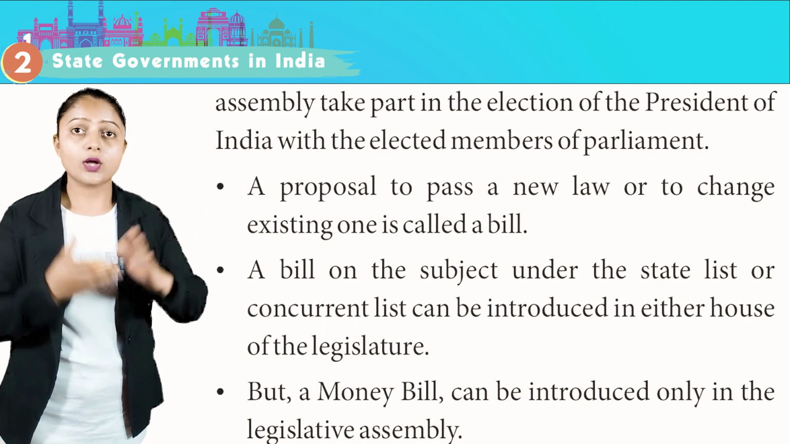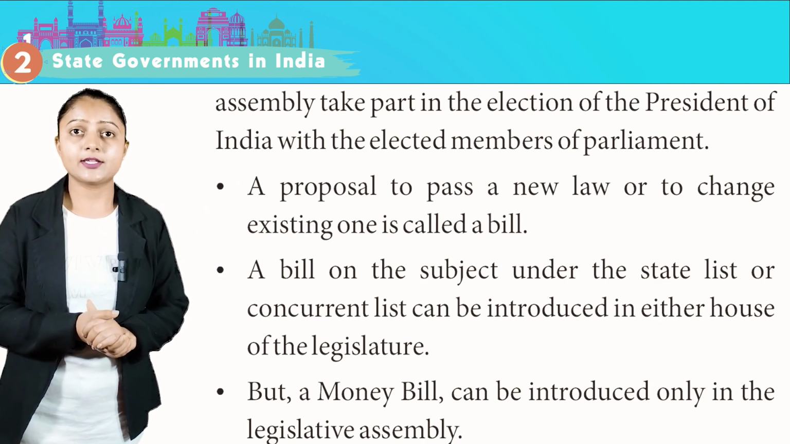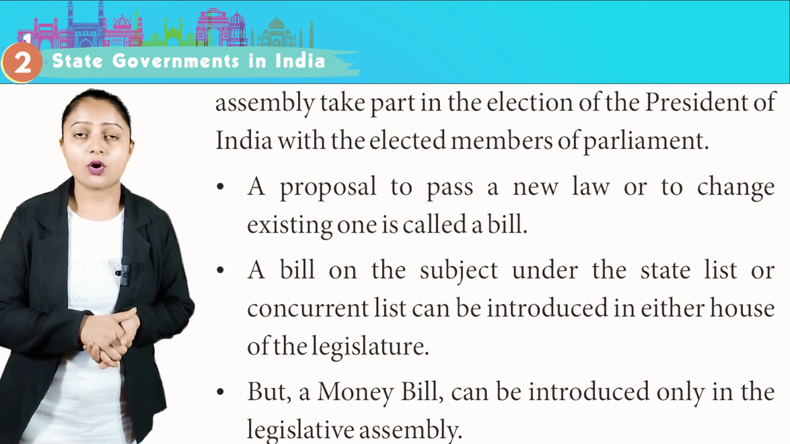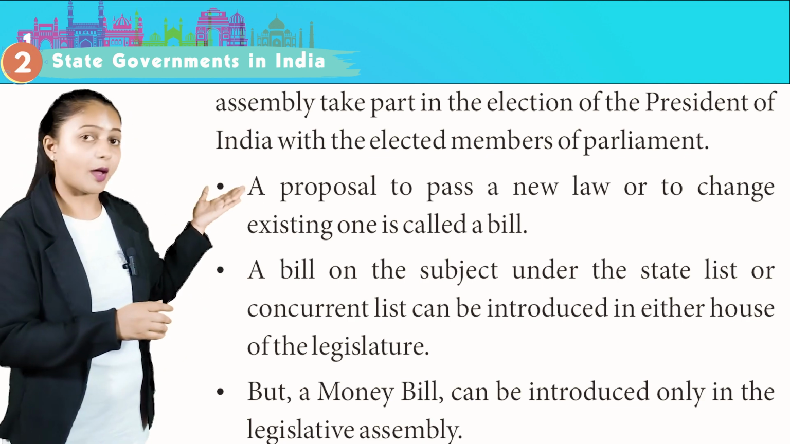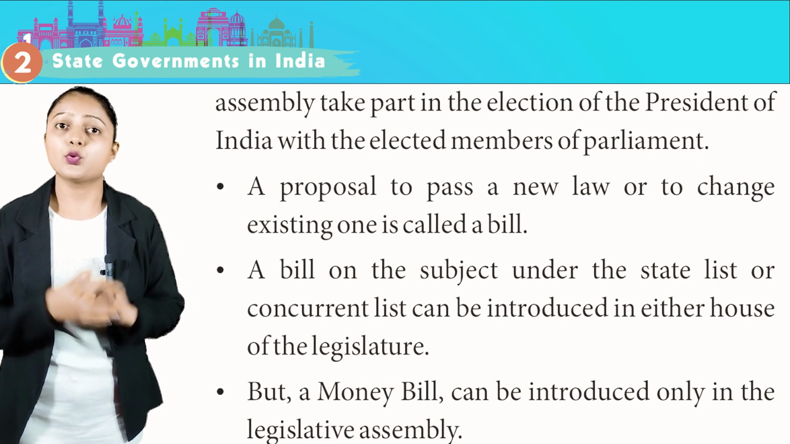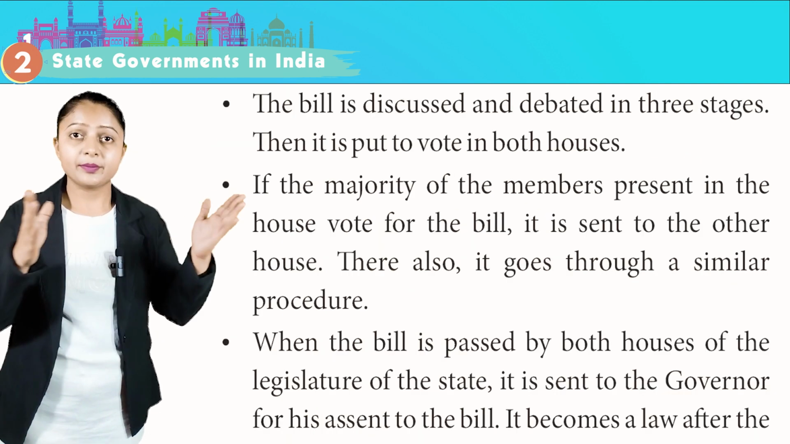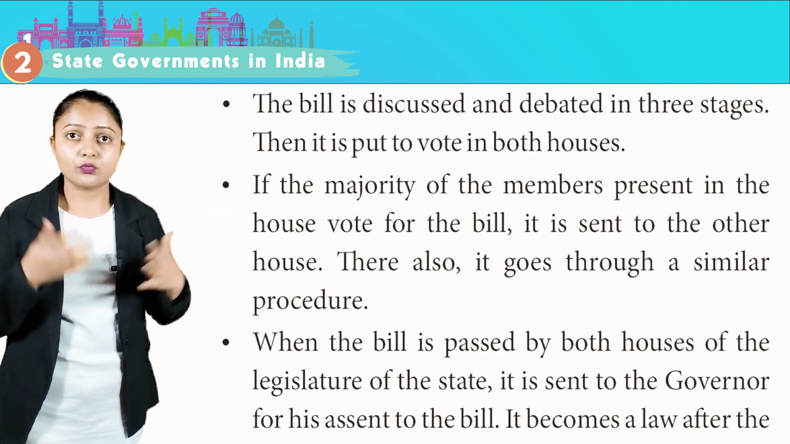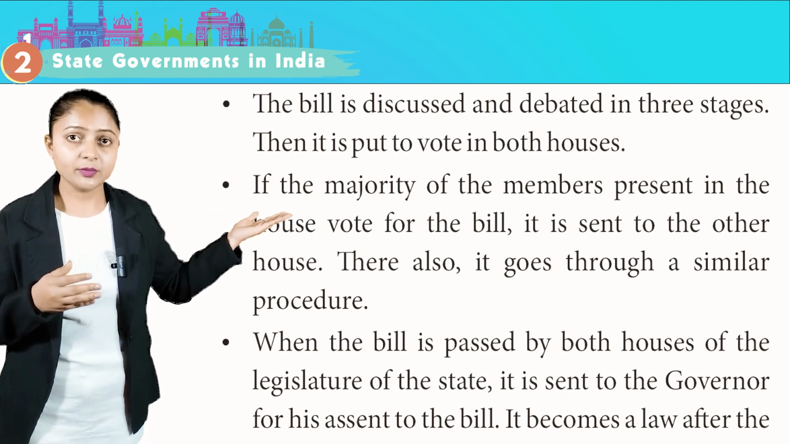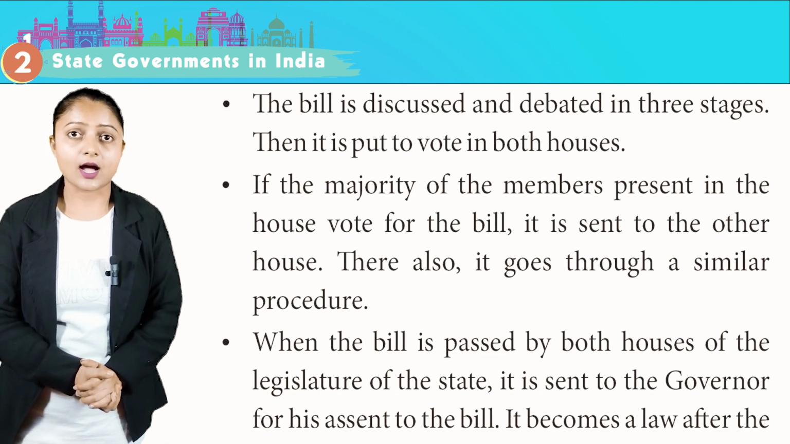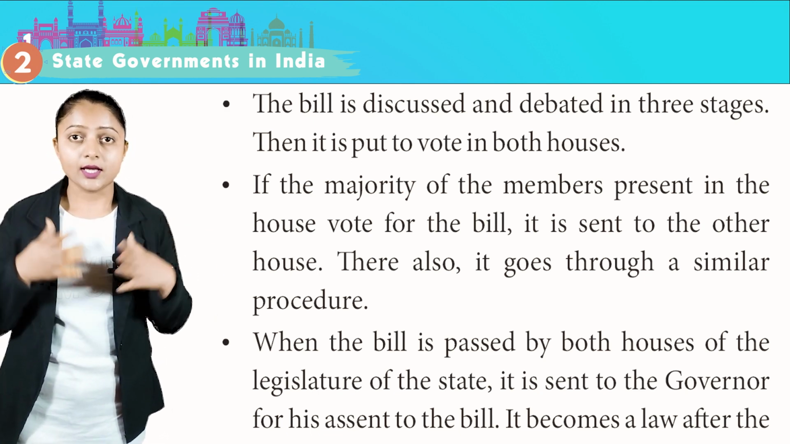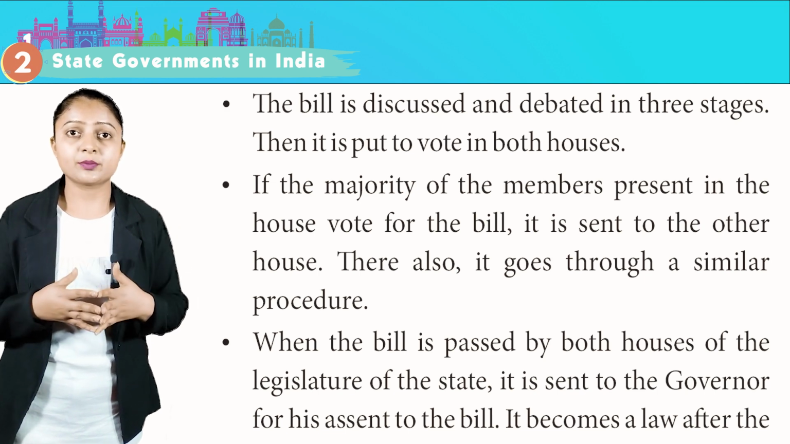A bill on a subject under the state list or concurrent list can be introduced in either house of the legislature, but a money bill can be introduced only in the Legislative Assembly. The bill is discussed and debated in three stages, then it is put to vote in both houses. If the majority of the members present in the house vote for the bill, it is sent to the other house. There also it goes through a similar procedure.